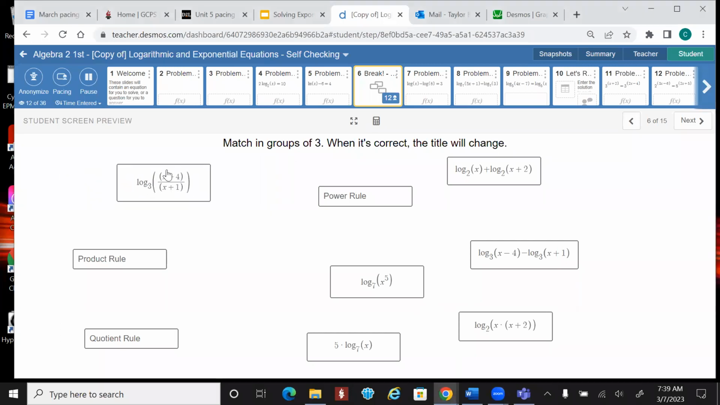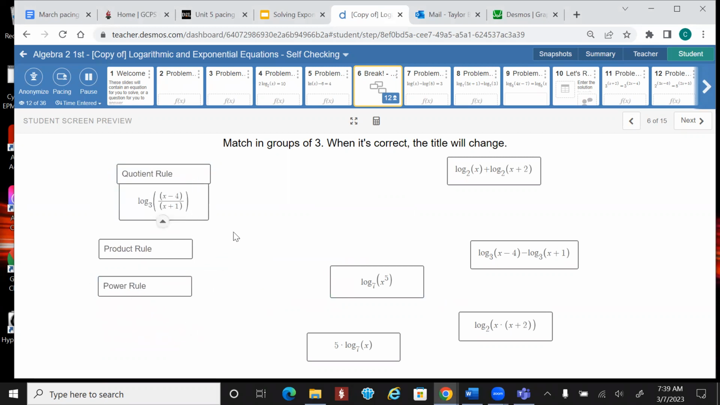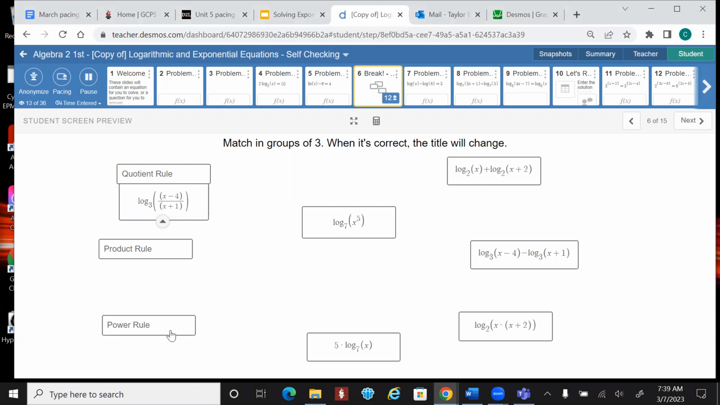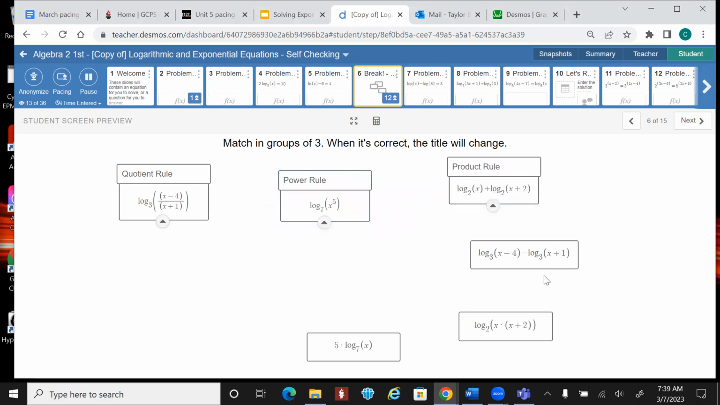So, what about this problem? What rule are we using? Are we using product rule, power rule, or quotient rule? Quotient, right? Okay. What about this one right here? Oh, it's got this exponent, right? Another way to say exponent is power. Okay. What about this one? We got addition going on in between two logs. What's that the same thing as? Product rule. What about this one? It's got subtraction. That's going to be quotient rule.